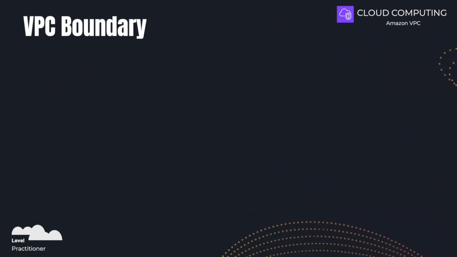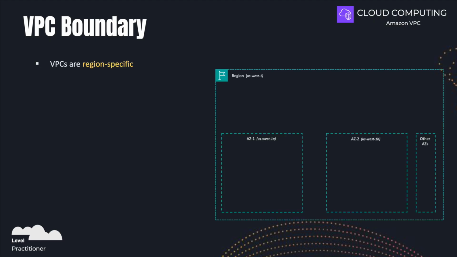Okay, let's first start with the VPC boundary. The very first important thing to know about VPCs is that they are always tied to a specific region. This means if you want to deploy resources in multiple regions, you'll need to create separate VPCs inside each one, since a single VPC can never span across regions.